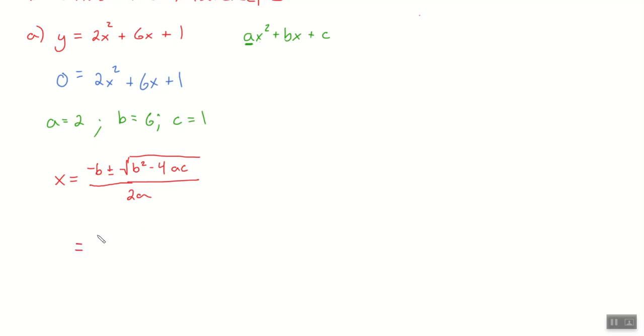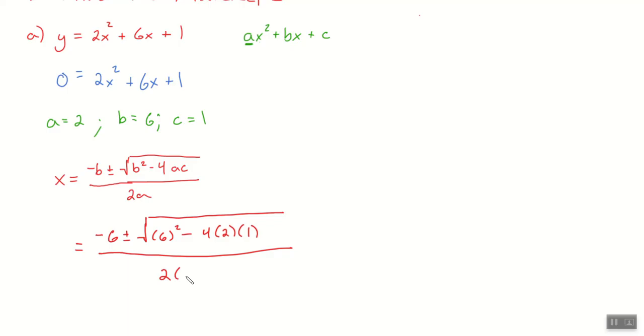So what's negative B? Negative 6 plus or minus the square root. B is 6, so I'm going to put it in parentheses this time, 6 squared, that's b squared, minus 4 times, what was a here? 2, and what is c? 1. And all of this gets divided by 2 times 2.